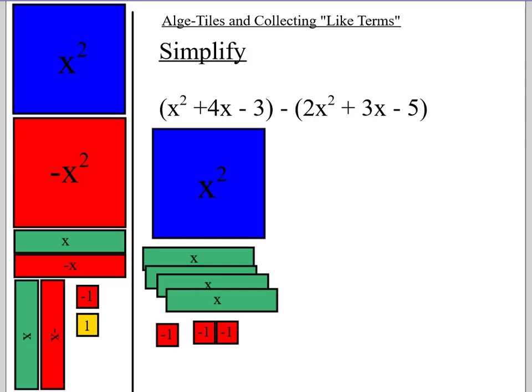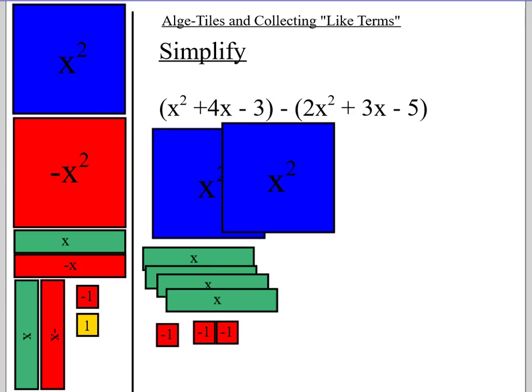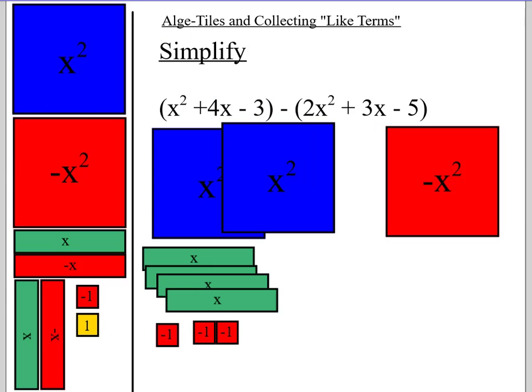Well, we don't have those. We only have 1 positive x. So I could bring in a 0 pair. So there's my 0 pair. I have to take away 3 x's. I have enough of those, and I have to take away 5 negatives. I don't have enough of those, so I might bring in some 0 pairs. And now I should be able to take everything away that I'm supposed to.